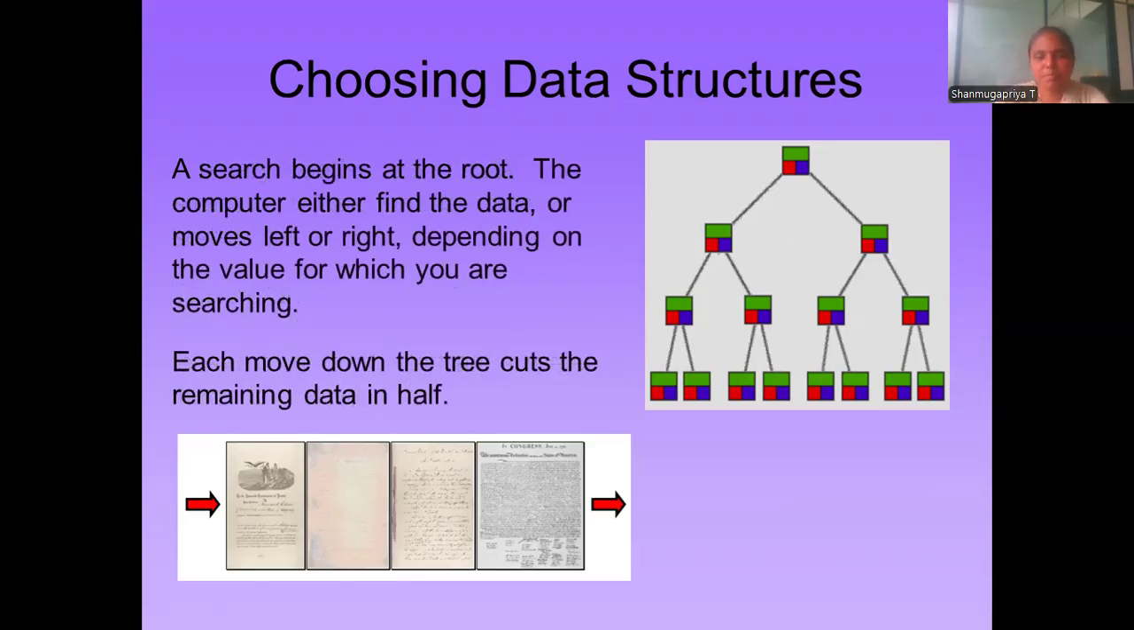A search engine begins at the root. The computer either finds the data or moves left or right, depending upon the value for which it is searching. Each move down the tree cuts the remaining data in half.